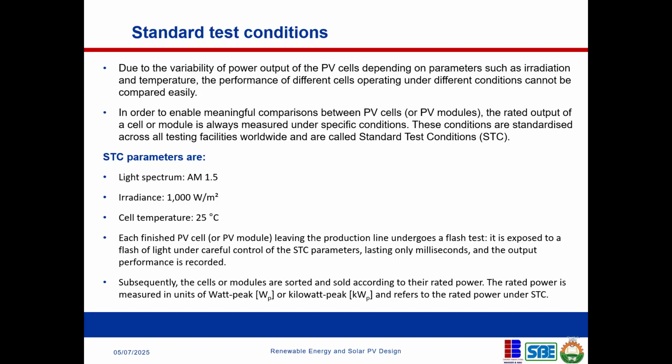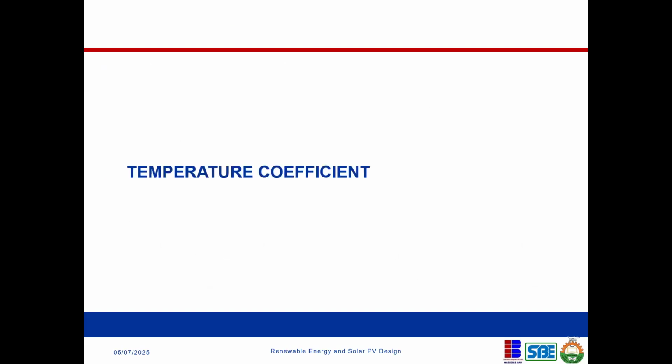The rated power is measured in units of watts peak. That's why you say the rating of a solar panel is maybe 200 watts peak or kilowatt peak. Because that's the peak it can actually produce at standard test condition, and watt peak or kilowatt peak refers to the rated power under standard test condition. So let's just quickly move.